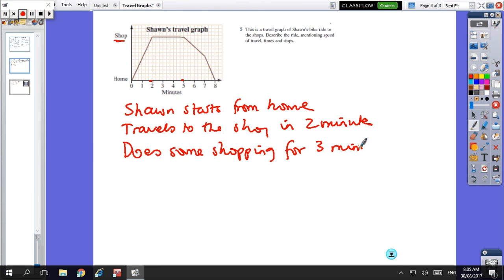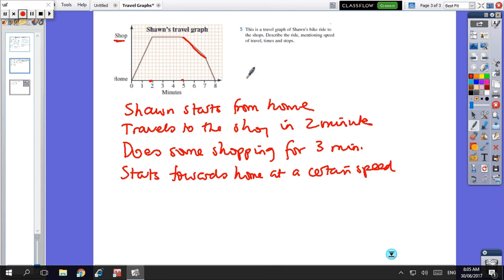Okay. Then they come back towards home, starts towards home at a certain speed. We don't know what the speed is because we need to have the numbers here to actually work out the speed, but going at a certain speed for 2 minutes.